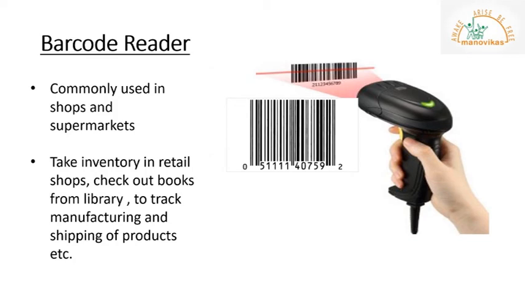A barcode reader is a device used to read barcodes. These are commonly used in shops and supermarkets. Now, a barcode is a small image of lines. They're thick and thin lines that are placed on a product so that the computer can get the price of the product and other information about it.